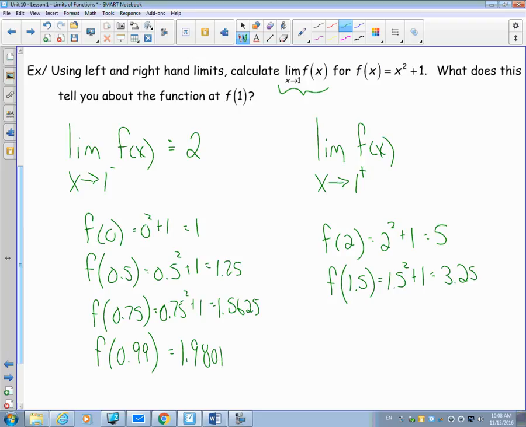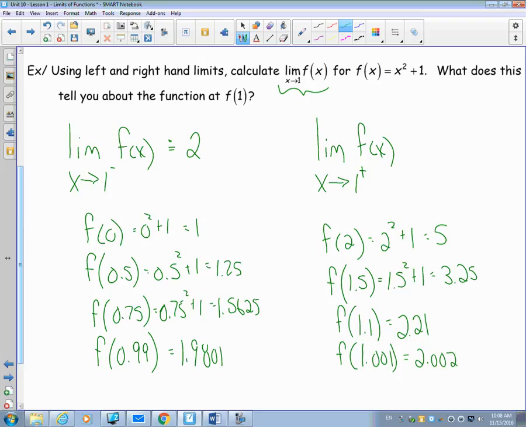Our number seems to be going down. Get closer to 1. Let's try 1.1. We end up with 2.21. So our numbers are dropping and getting closer and closer to a certain value. Let's try a really small number here, 1.001, just to the right of 1. We end up with 2.002.